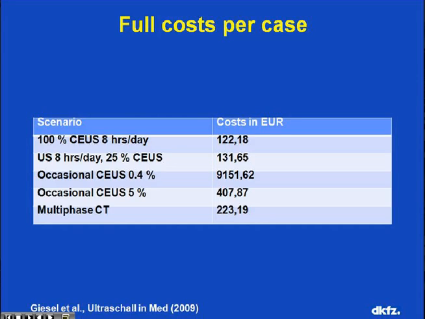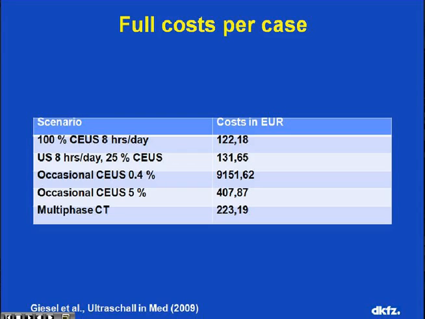So if you have a specialized department which only does CEUS 8 hours a day, the cost of a single examination is 122 euros. If you have a department which also does 100% ultrasound but 20% CEUS, it is a little bit more. Why is it more? Simply because there are fixed costs like buying a machine, and these only apply to a part of the examinations. So the costs in addition to the standard ultrasound equipment apply more to these cases.